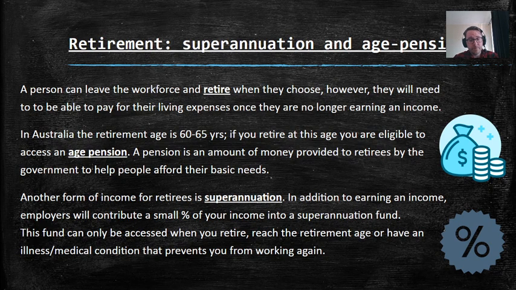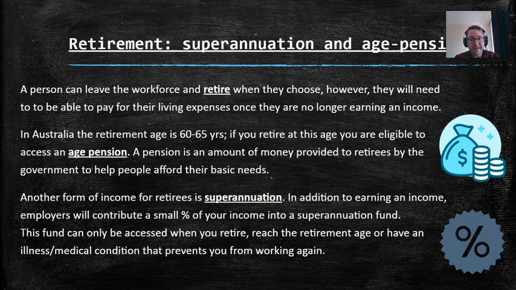Another form of income for people who have retired is superannuation. So in addition to earning an income, when you're working a casual job, a part-time job, a full-time job, you also get a small percentage, a small amount. It could be $50, $100, $5, depending on how much money you're earning. Some of your income goes into a superannuation fund. Some people call it super.